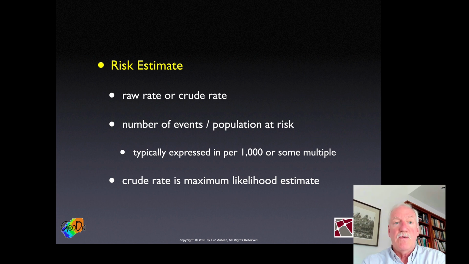And as it turns out, this very simple proportion or crude rate turns out to have some very desirable properties. As we'll see in a few minutes, it is unbiased, and it's also what is called the maximum likelihood estimate for the underlying risk. So what this means is that in the absence of other information, this is as good as we can do.